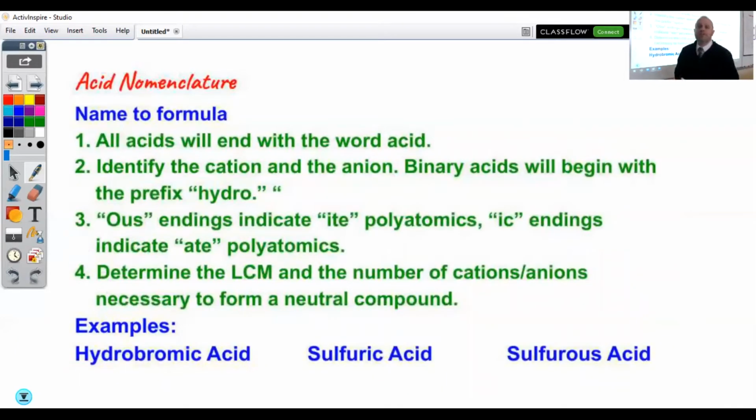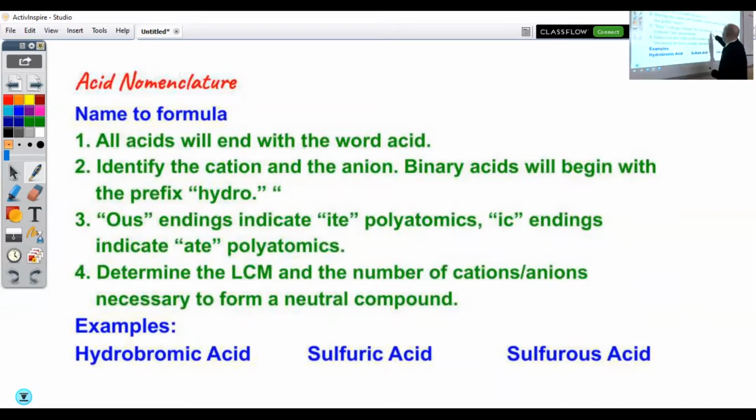So when we're going from a name to a formula, it's a little bit easier, but it's also kind of tricky. So the first thing that you'll notice is that all acids will end with the word acid. So identifying an acid by its name is actually quite simple. The second one says we're going to identify the cation and the anion. Well, the cation is always going to be hydrogen, and the anion is either going to be an element off the periodic table or a polyatomic.